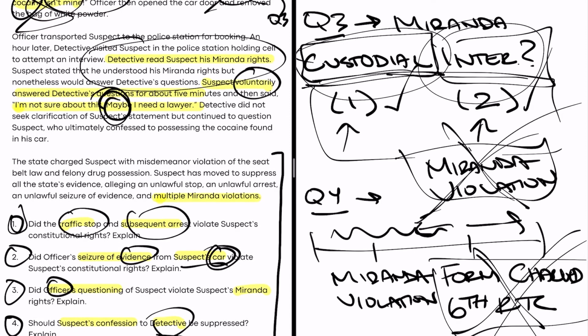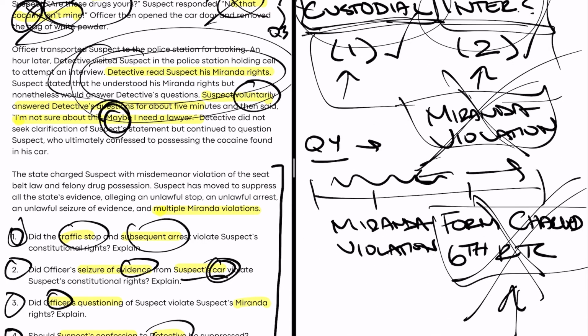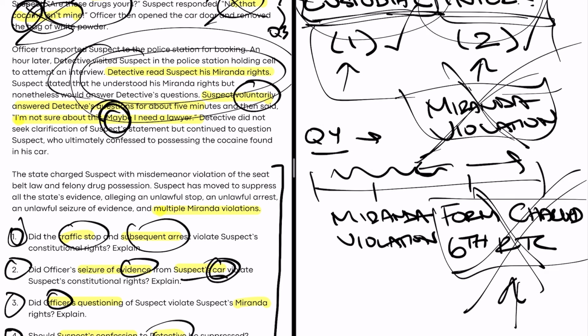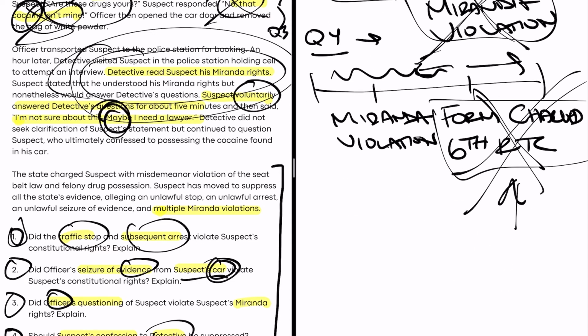But the key here is an hour passes, it's a different officer, we have this new detective, a new location, and the detective reads the suspect his Miranda rights at that time. So I don't see the original Miranda violation tainting the later confession that the police officer gets, because the fruit of the poisonous tree doctrine does not apply to Miranda violations. I think that'll be the key in that analysis.